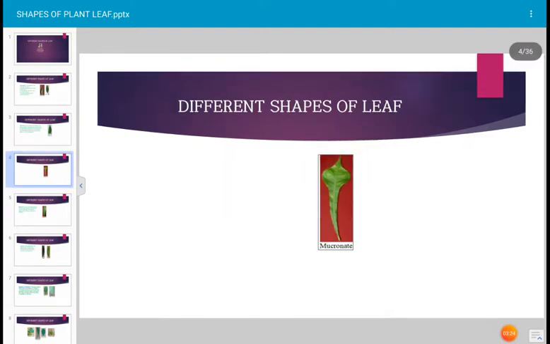Next, this is the mucronate shape of leaf. It is very narrow at the basal region, and at the top it is broad and the apex is pointed. Such shape of leaf is described as mucronate.